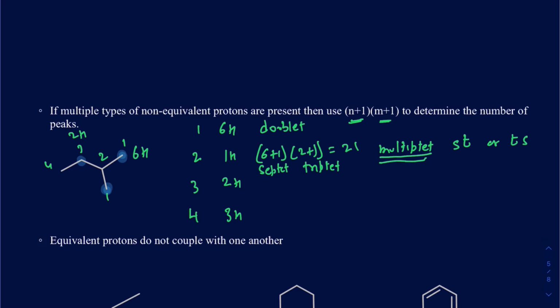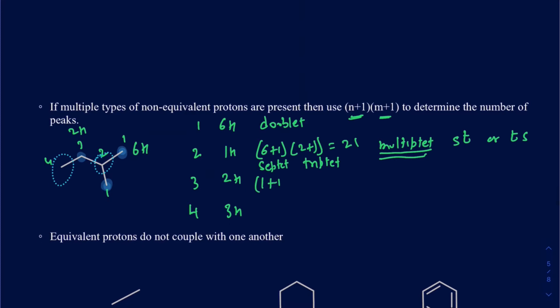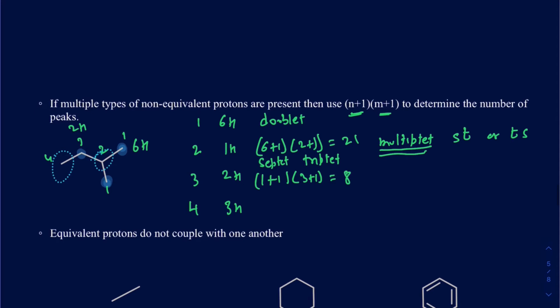I can do the same thing with this proton 3 signal. So I have 2 protons, but then how many adjacent carbons do I have? I have carbon number 2 and carbon number 4. Carbon number 2 has 1 proton and carbon number 4 has 3 protons. So that's going to be, again, n plus 1 times n plus 1. So it's going to be 1 plus 1 times 3 plus 1. If I multiply them up, that's 2 times 4, which is 8. There's going to be 8 peaks in there.